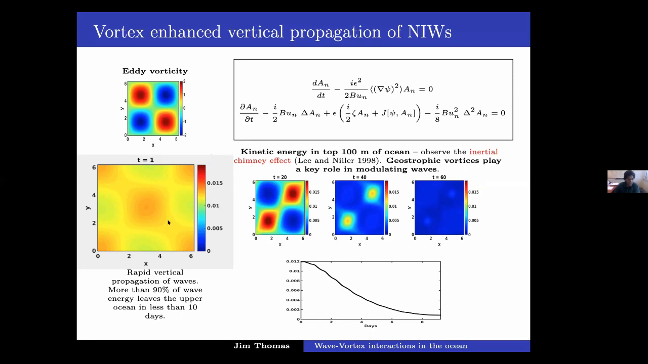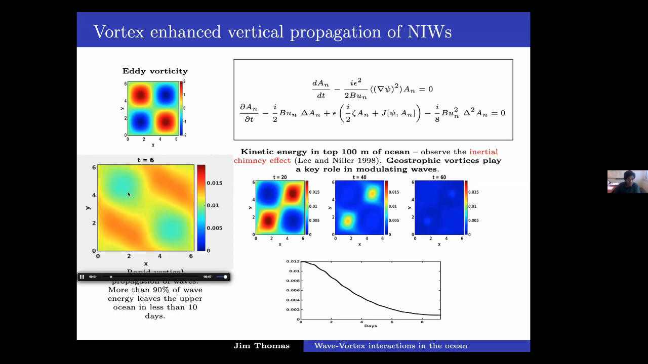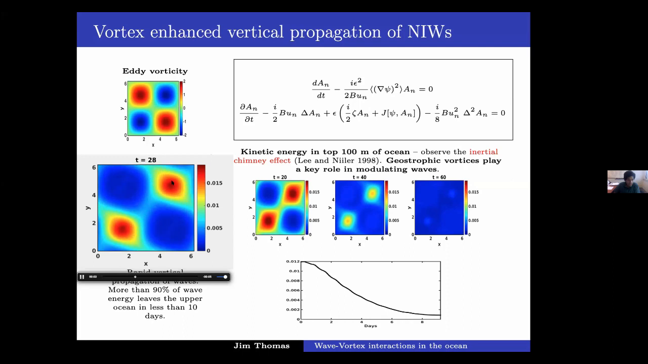I have initialized the wave field. This is showing us the kinetic energy of the waves integrated in the top 100 meters of the ocean. When I run this, you will see these waves accumulate in the anticyclones or negative vortices. They're expelled from the cyclone. You can see the blue is 0 and red is maximum. The waves are removed from cyclones. They accumulate in anticyclones, so they have an affinity for anticyclones.